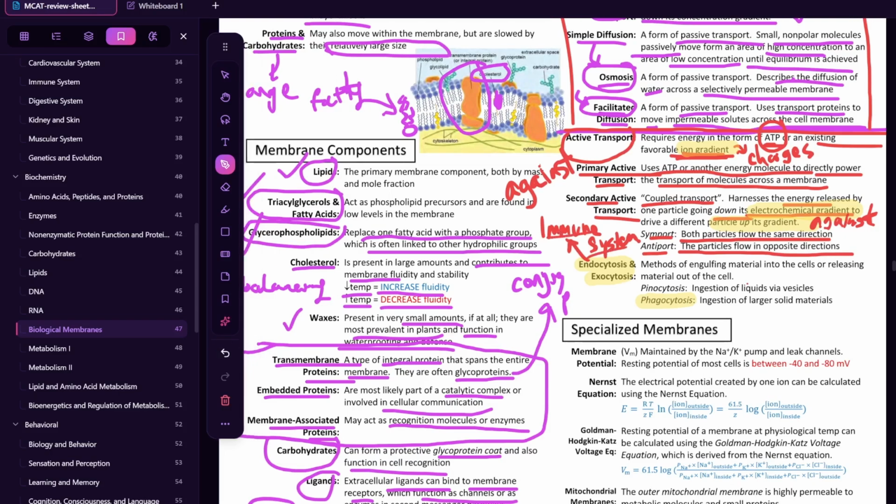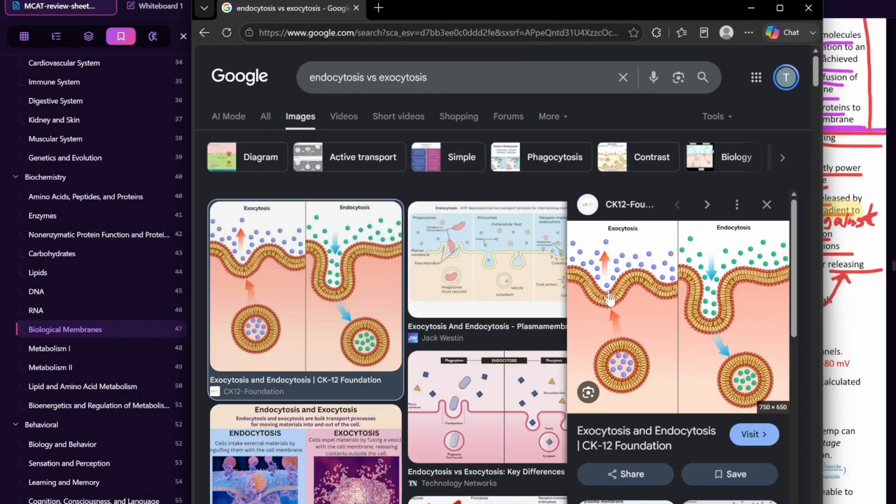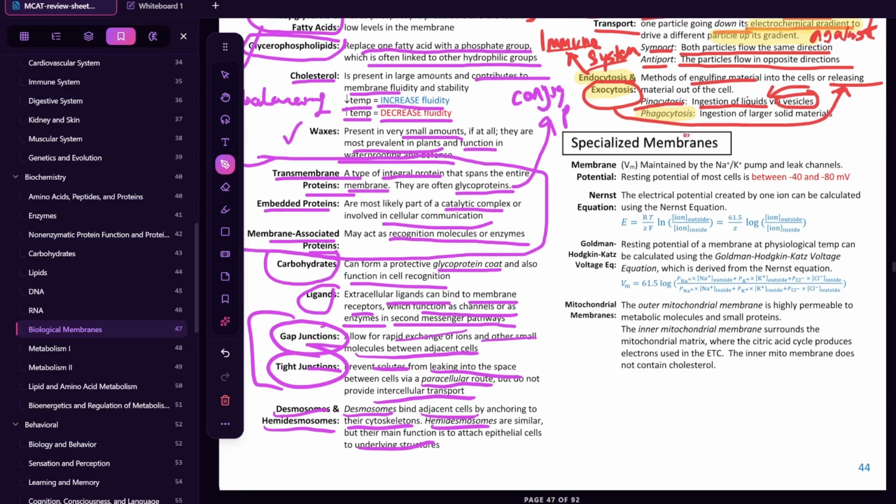There's stuff on my board here. And then pinocytosis is the ingestion of liquids. So it's basically drinking liquids via vesicles. These are methods of engulfing material into cells or releasing. When you're releasing, that's exocytosis, not endo. Exocytosis is whenever a cell releases material out of the cell. So I'm just going to show a picture of endocytosis versus exocytosis. Here you have exocytosis, the vesicle leaving. Endocytosis, we're taking something in. All right, and then you have specialized membranes.